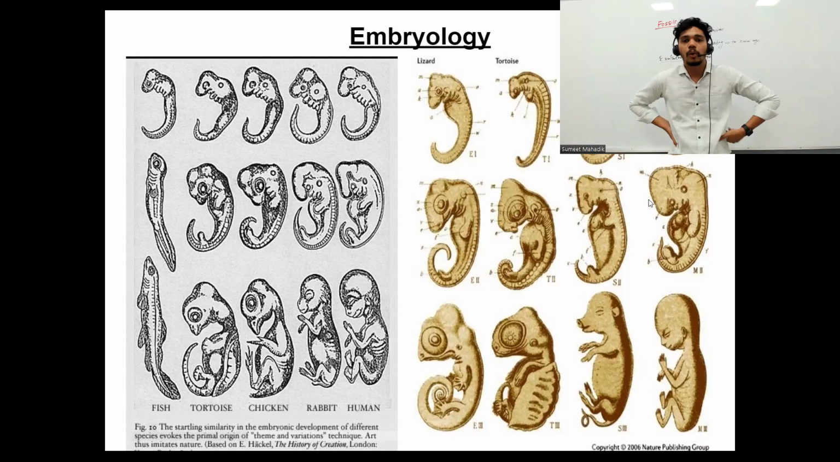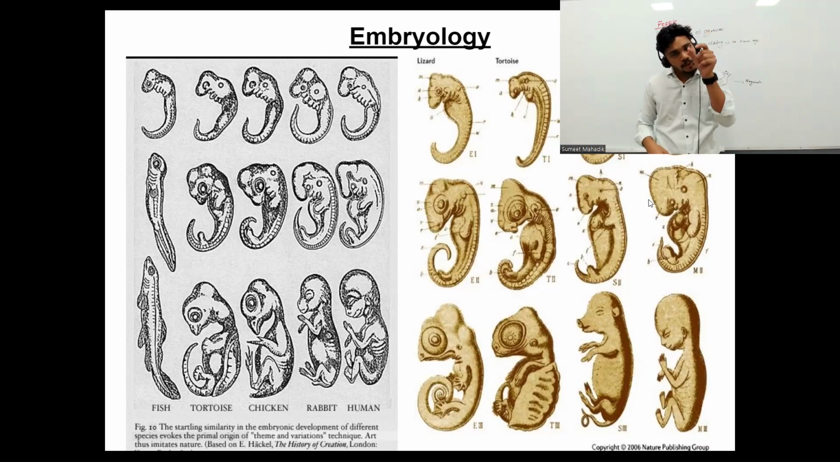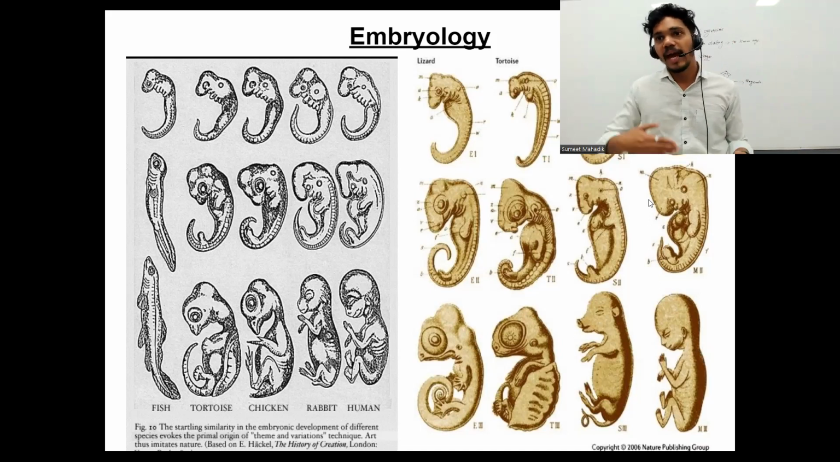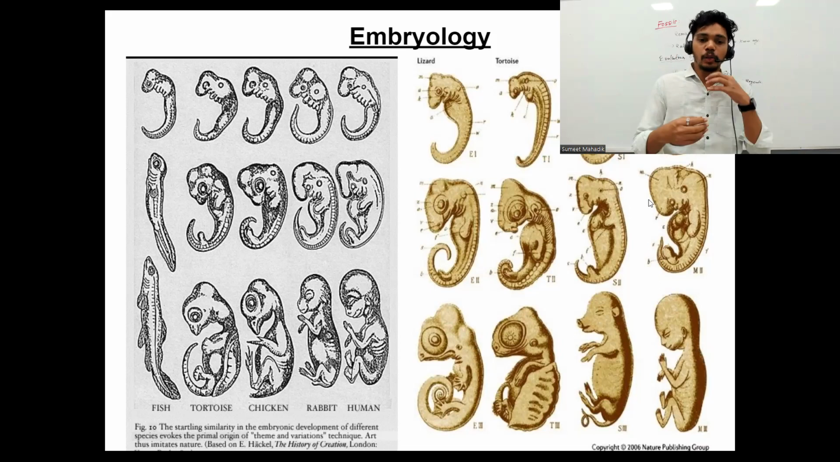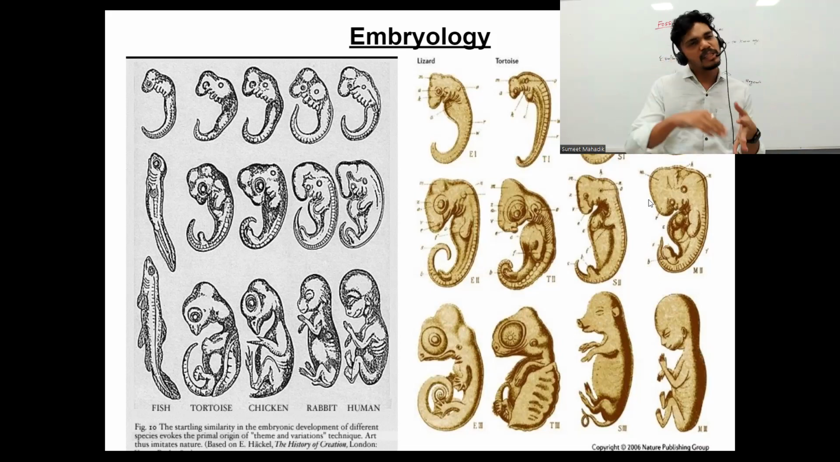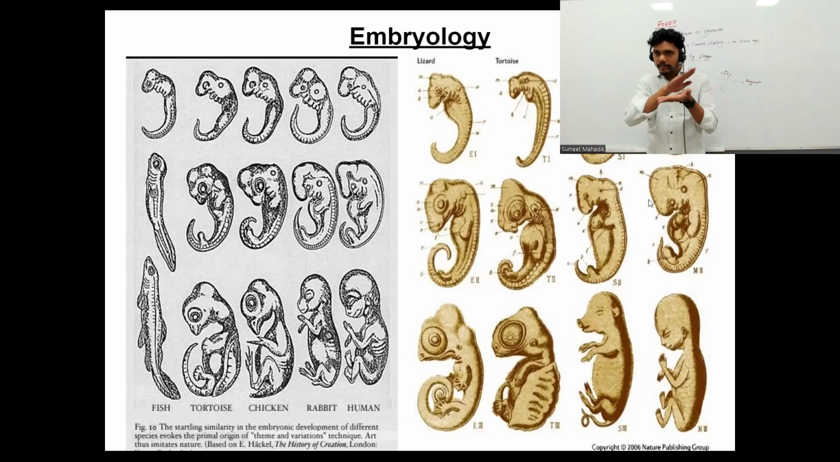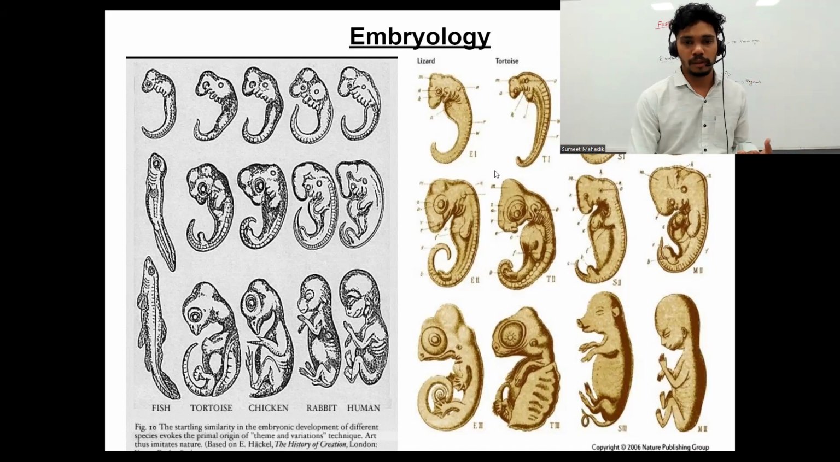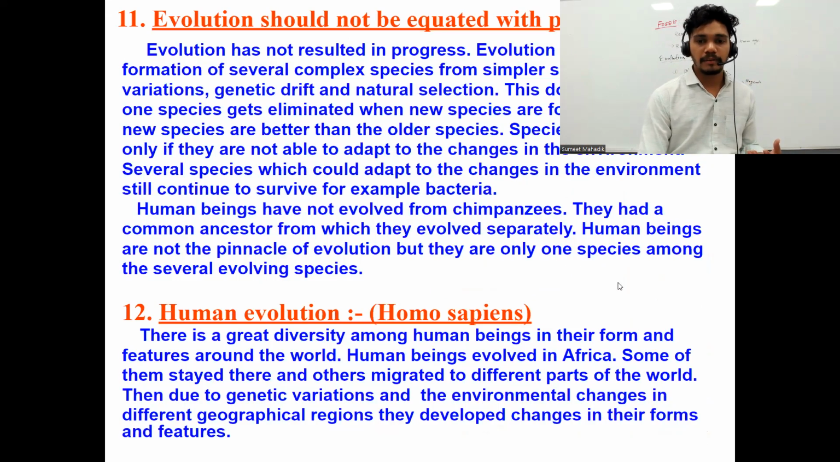The study of embryo. Initially, if you see every species' embryo, you will find the embryo looking the same. And if you see the turtle embryo and the human embryo, in the initial stages they seem very much the same, but after growth they have changes over there. Okay, this point is very clear.